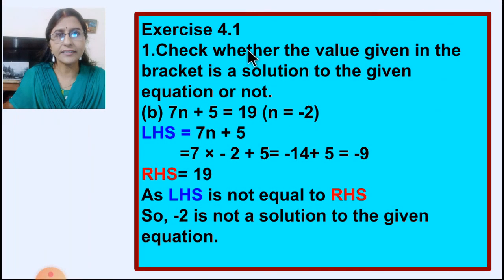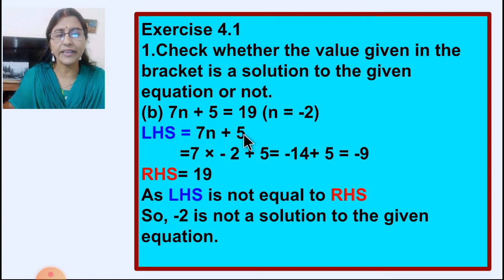Now first, exercise 4.1, question number 1. Check whether the value given in the bracket is a solution to the given equation or not. The question is 7n plus 5 is equal to 90. And here in the bracket you can see the value of n, the variable, is assigned as minus 2. So we have to substitute the value of n as minus 2. First we'll take the LHS part of the equation. So 7n plus 5, LHS is written.